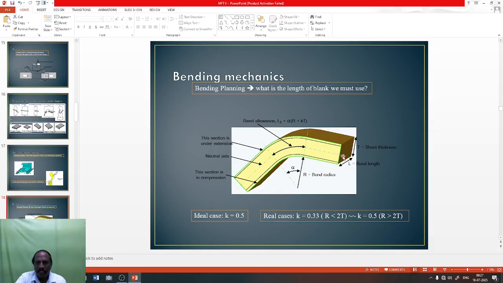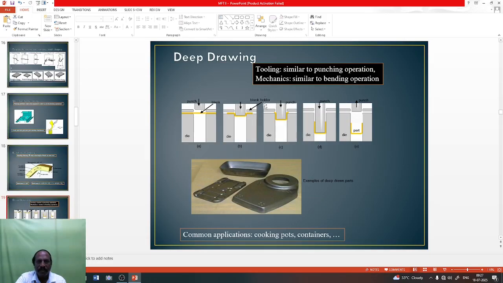So the sheet thickness is there, the bend length is there, this is the bend reinforced, and here it comes the shape. So this is what is meant by the neutral axis. This section is in compression. Okay, this is the neutral axis. Next, deep drawing. Tools are similar to the punching operation, mechanics similar to bending operations.